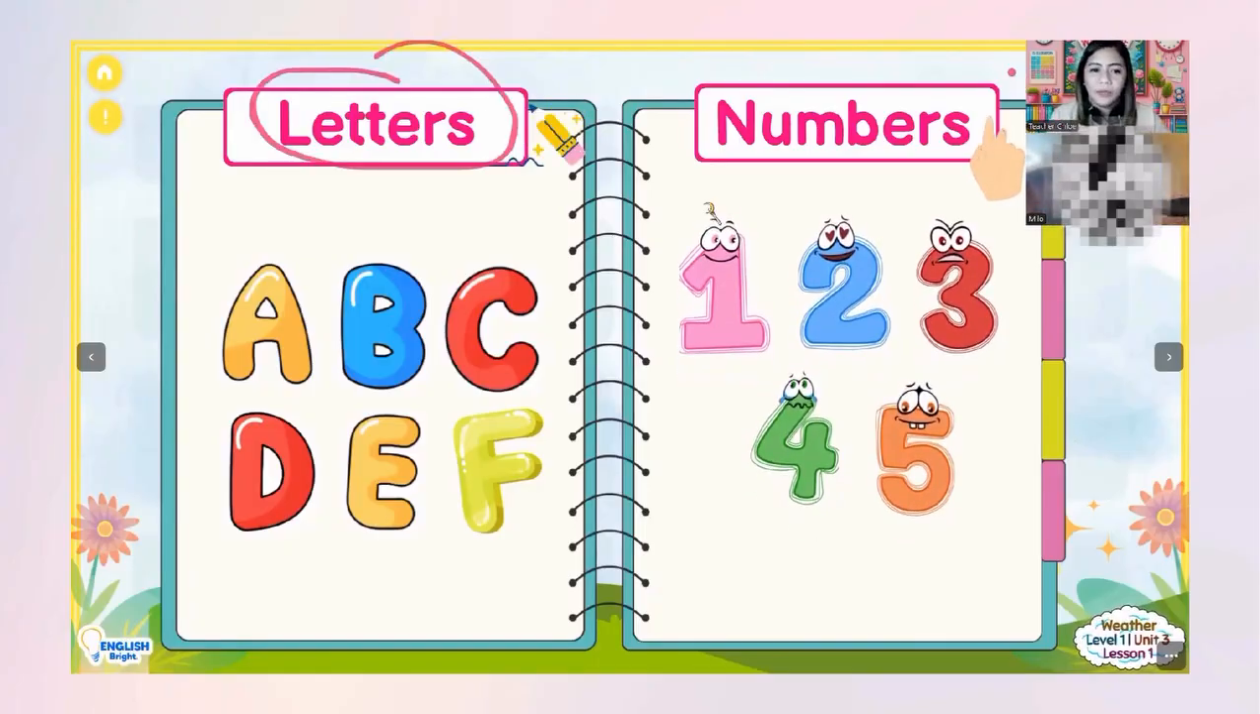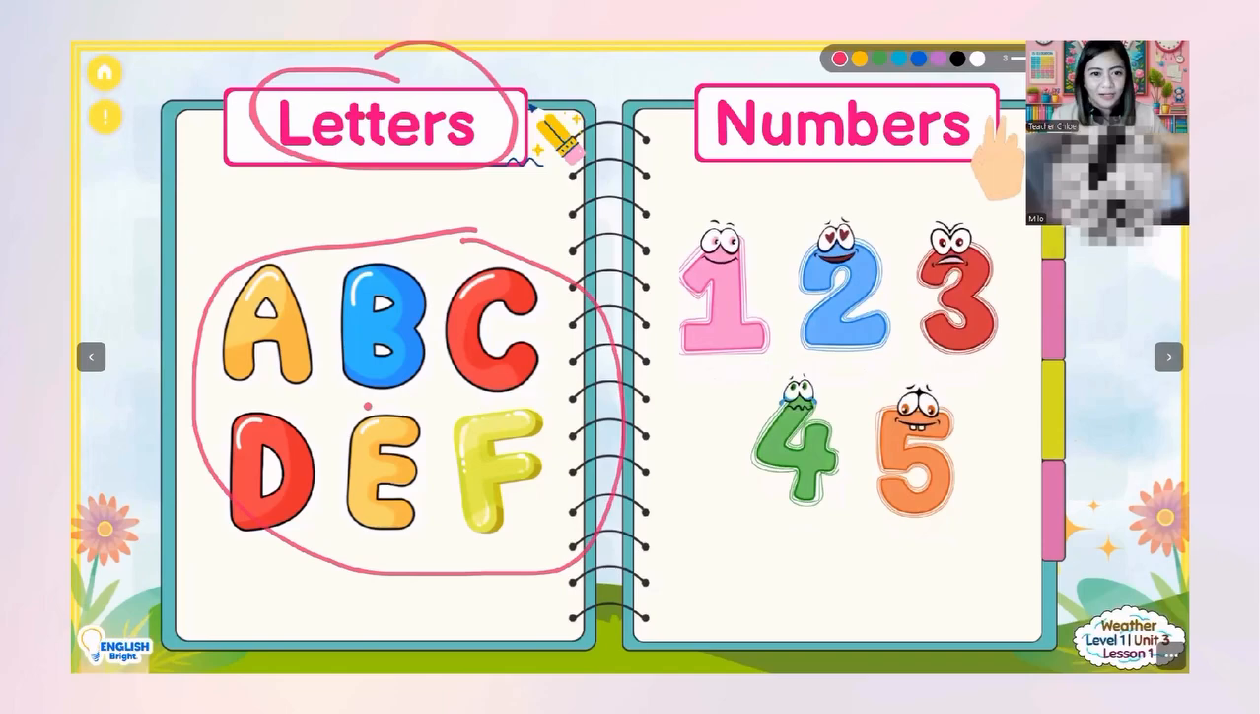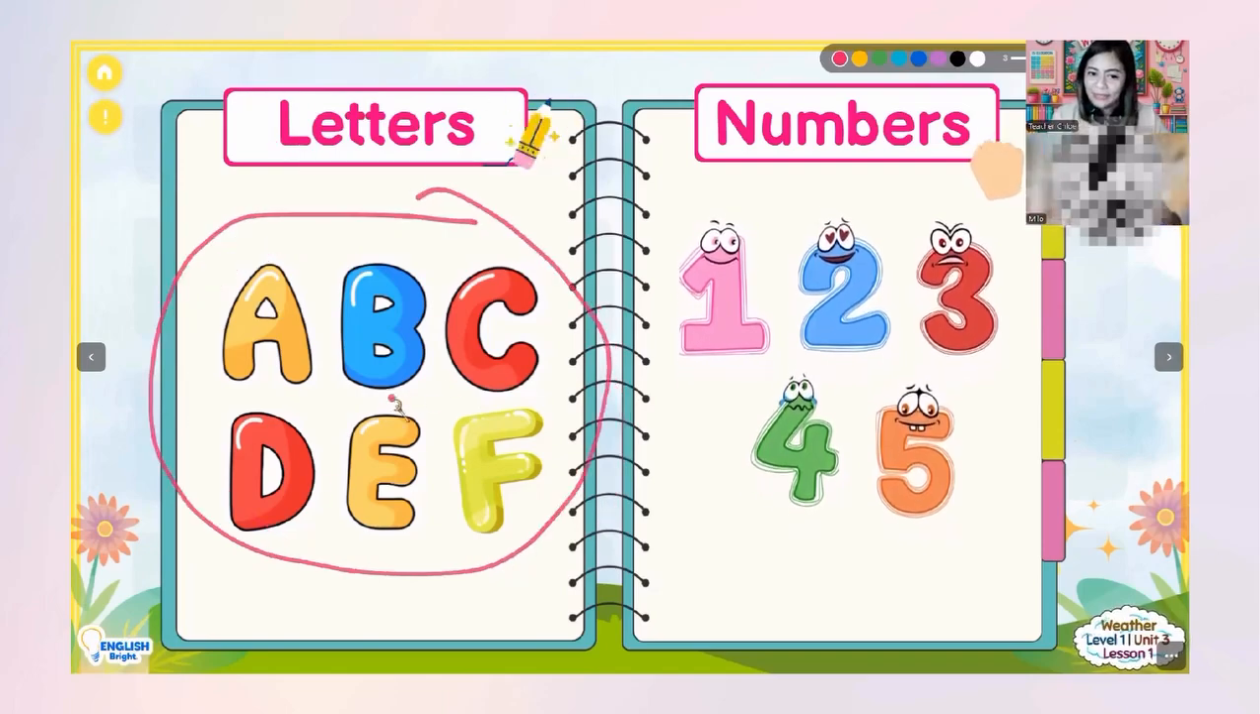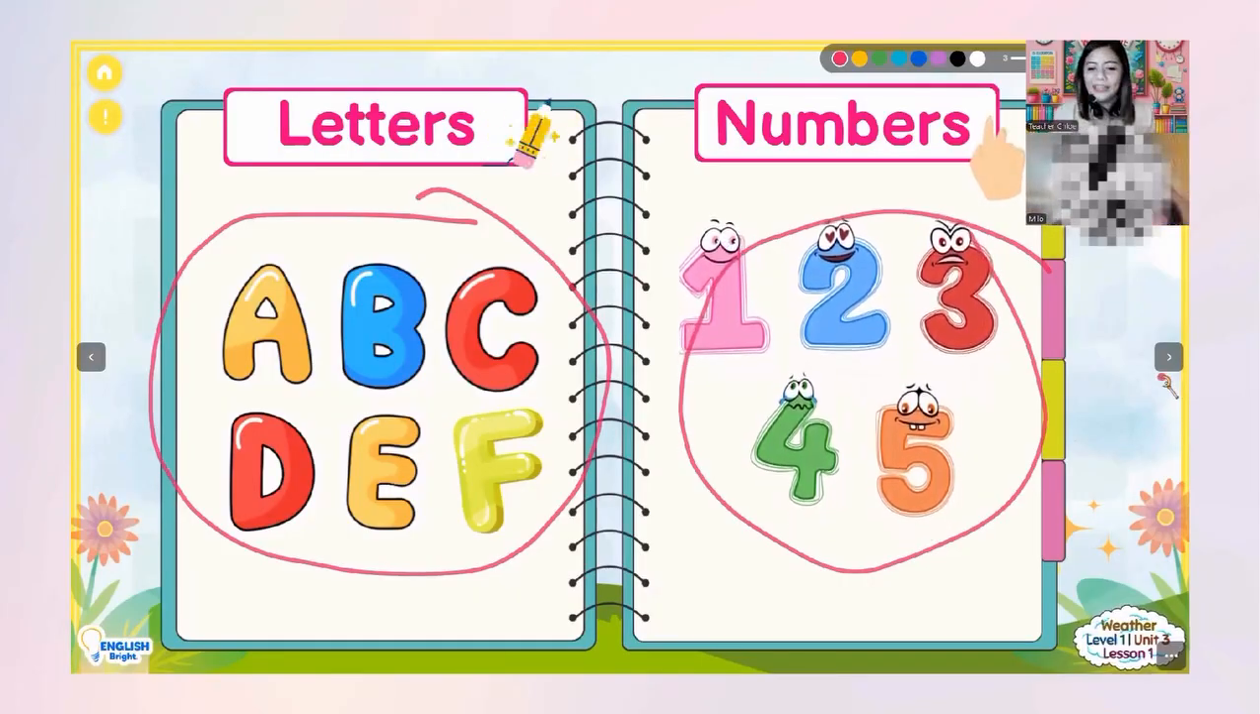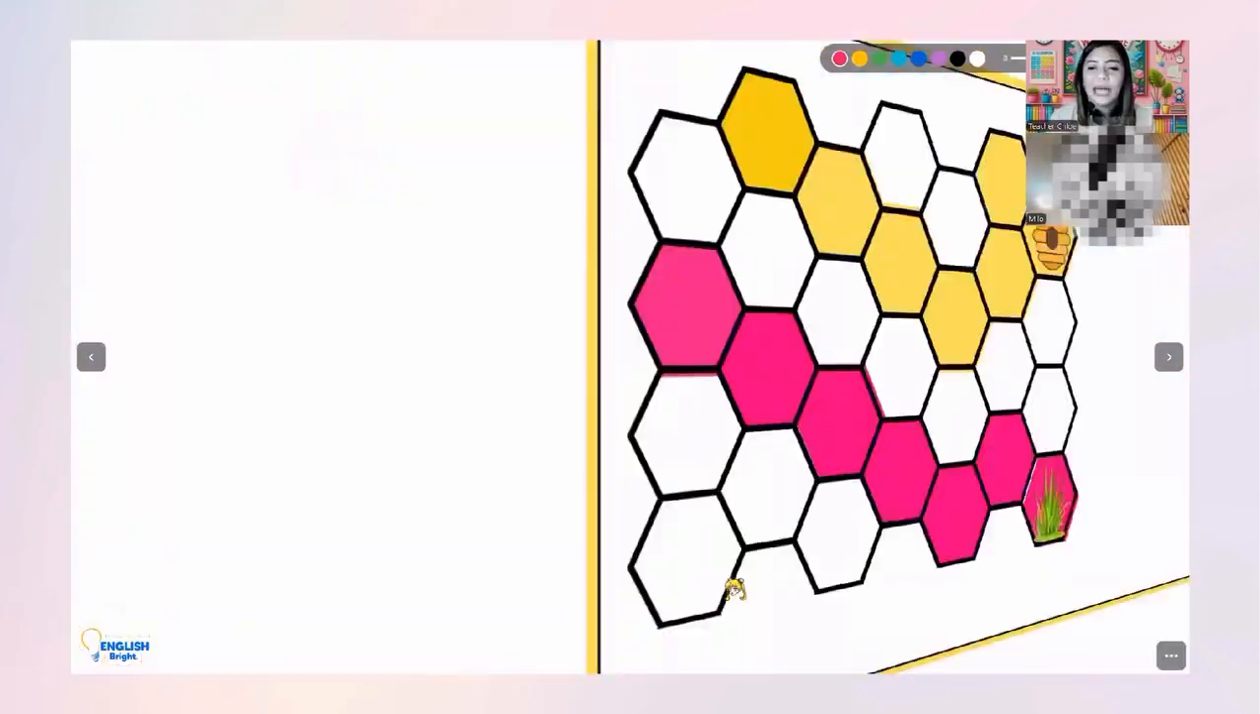Okay, what do we call this again, Milo? What are these? These letters or numbers? Letters. Very good. What about this one? Are these letters or numbers? Numbers. Very good. Okay, let's see our practice here.